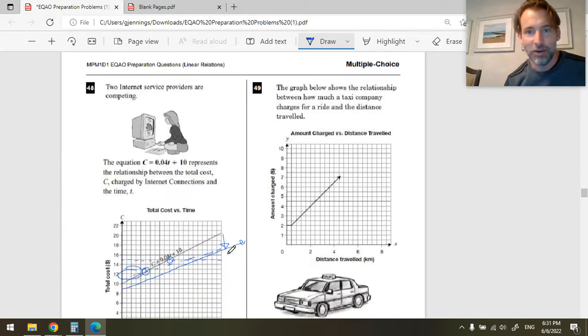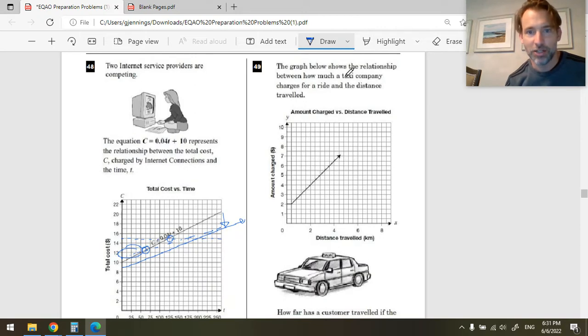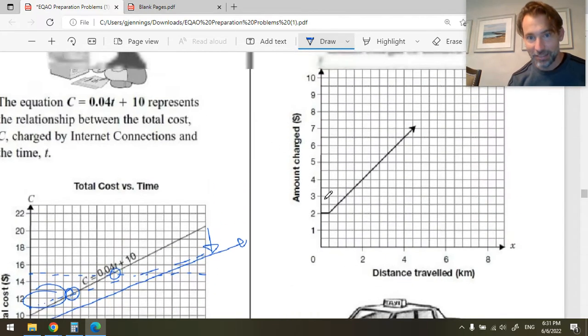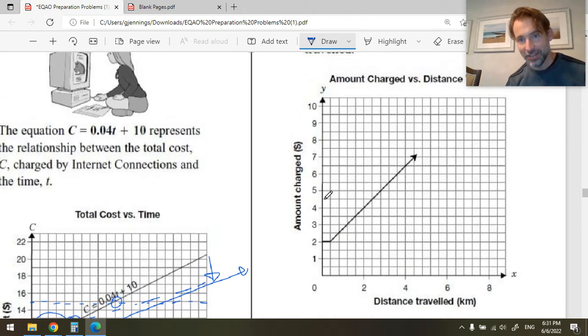All right, so the graph below shows the relationship between how much a taxi charges for a ride and the distance traveled. Okay, so this is what I noticed. Here I noticed that there's no charge for the first, what is that, quarter kilometer? This is 2 kilometers. Gosh, that's a really awkward scale, isn't it?